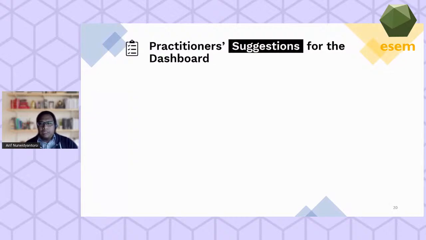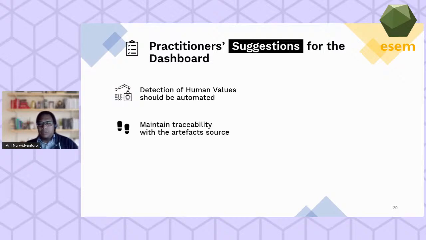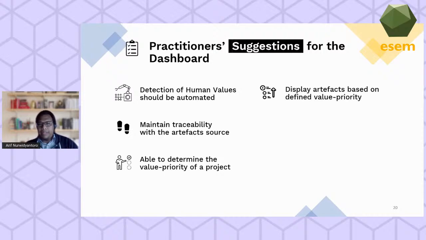The practitioners also suggested several points to make a human value dashboard useful for them. First, the detection of human values should be automated to save their time in manually labeling human values. Second, the dashboard should be traceable to the artifact source to make it easier for them to check the artifacts that they need. And then related to prioritization, the practitioner wants to be able to determine the value priority of a project and make the dashboard display the artifacts based on the value priority that they define.